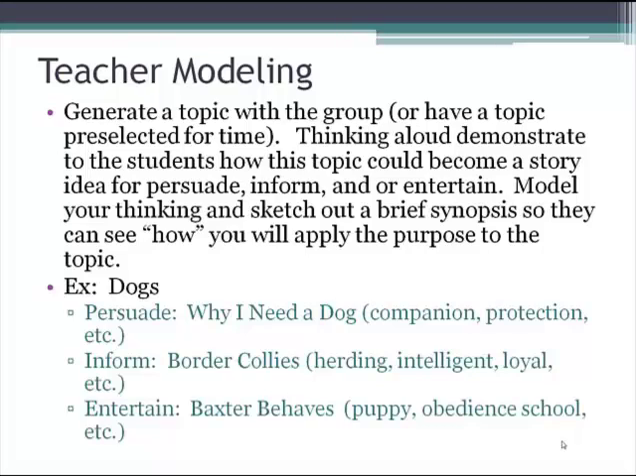The example I use here is for dogs. If I'm writing about the dog topic, I may write a persuasive story about why I need a dog: companionship, protection, etc. If I'm writing about dogs to inform, I may choose to write about border collies because I have a border collie and I've read about border collies. I know some facts, such as they're herding animals, they're intelligent, and they're loyal to the people who raise them.